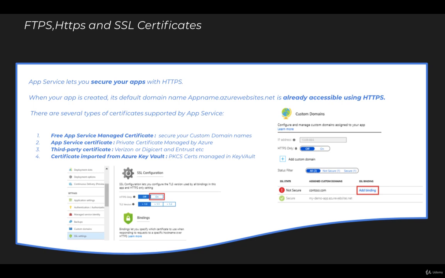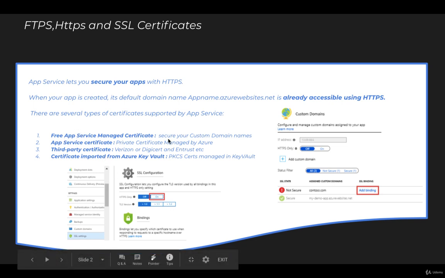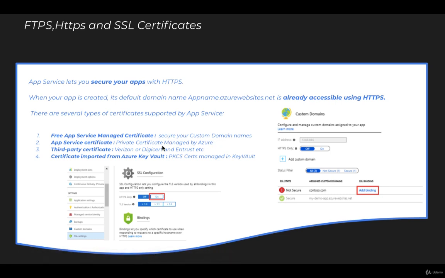Apart from that, there are different types of certificates which you can bind with your custom domains. The first is free App Service managed certificates, which you can use for your custom domain names. The second is the App Service certificate, a private certificate which you get from Azure and which is managed totally by Azure. Then there are third-party certificates. If you have a custom domain name and have purchased a certificate from DigiCert, Entrust, or any of a number of other third-party certificate authorities, you can also use that.